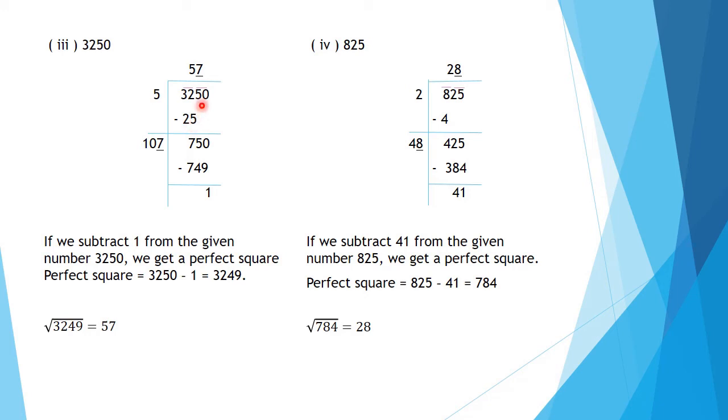Then we bring down the second group 50. So the new number is now 750. On the left side of 750 we have to write the double of the quotient. On the quotient side, we got 5, its double: 5 2s are 10. Now on the right side of 10 we have to write one digit, and the same digit will come on the quotient side. So what can the digit be here?